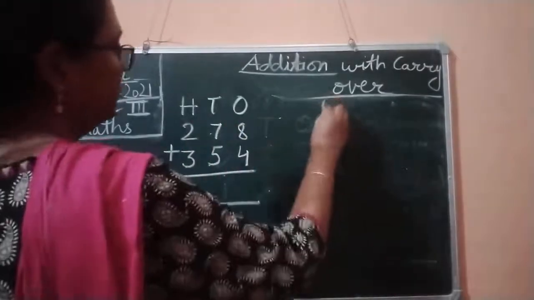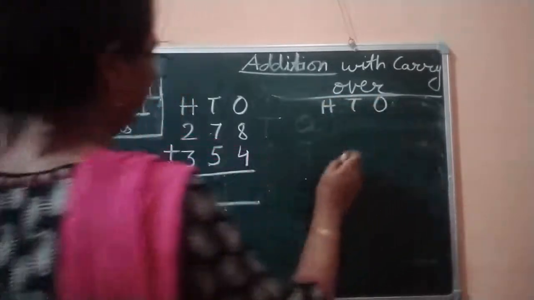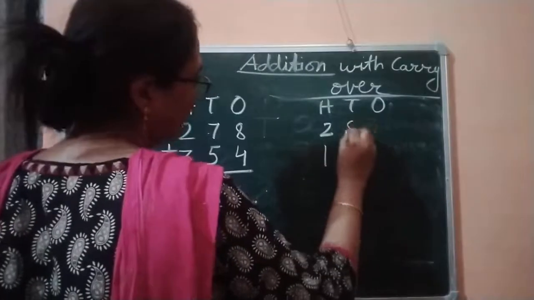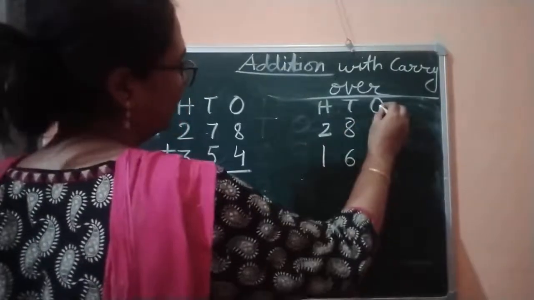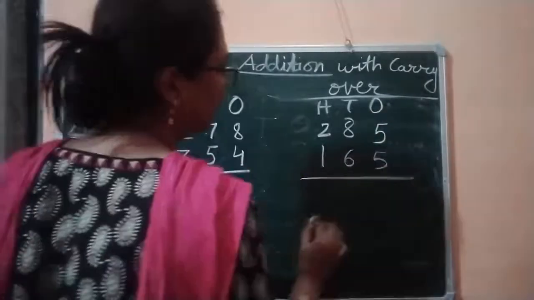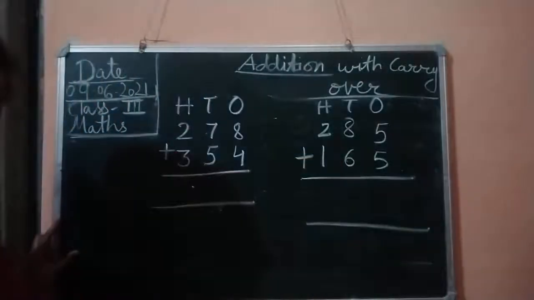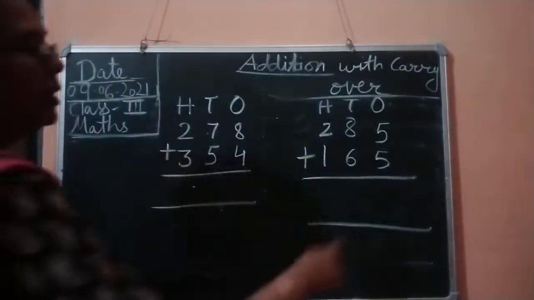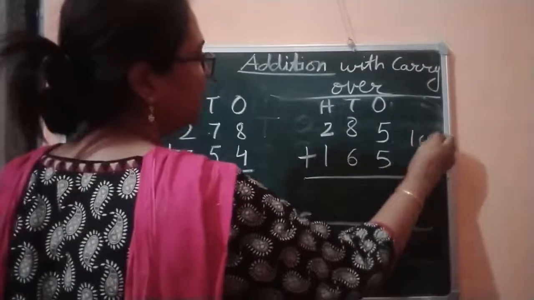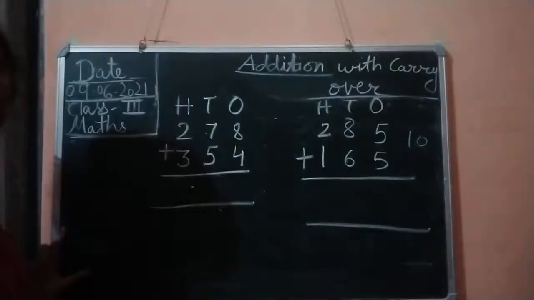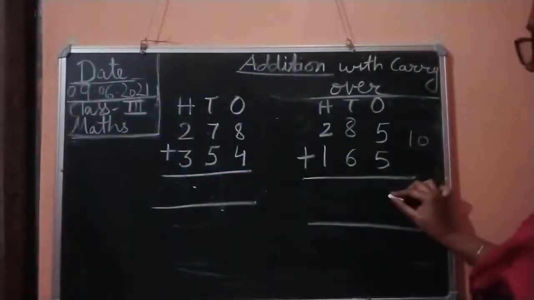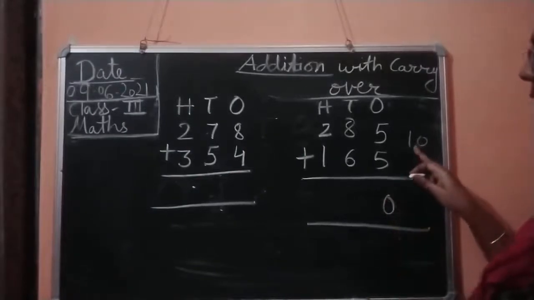Now the next one. Okay children, now let's start doing this. 5 and 5, 10, yes, the answer is 10. Now what will we write? 0 ones, and this is 10.